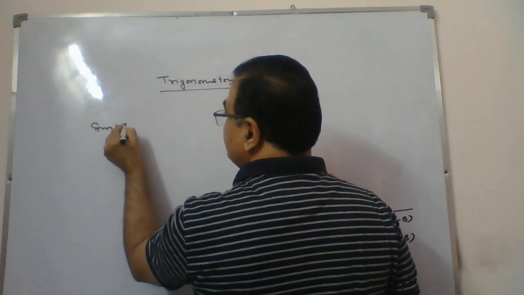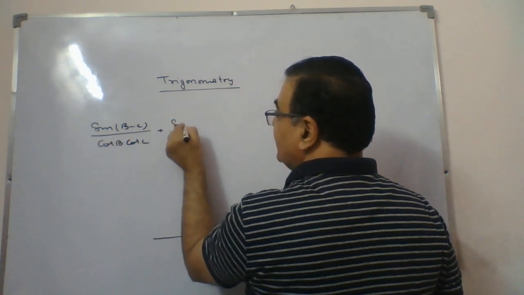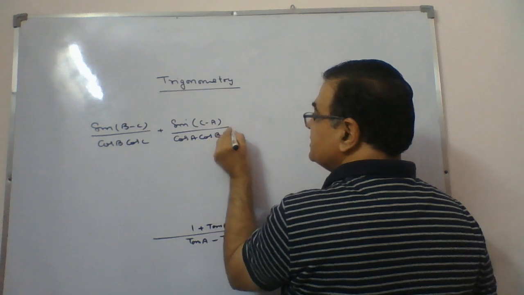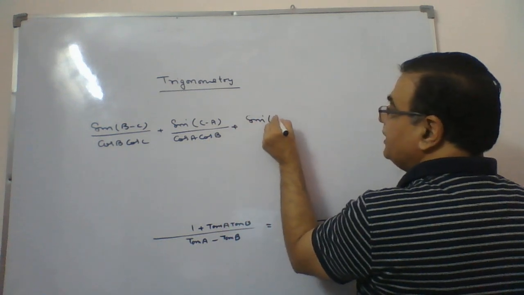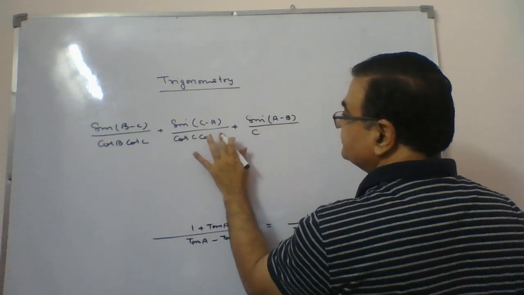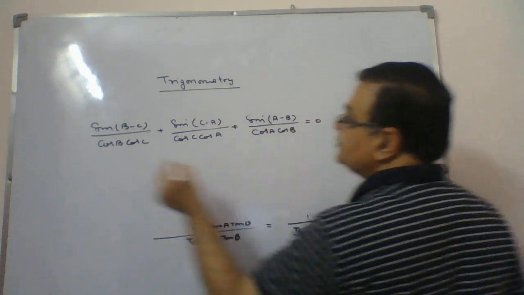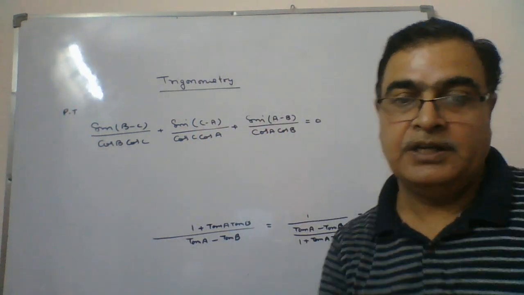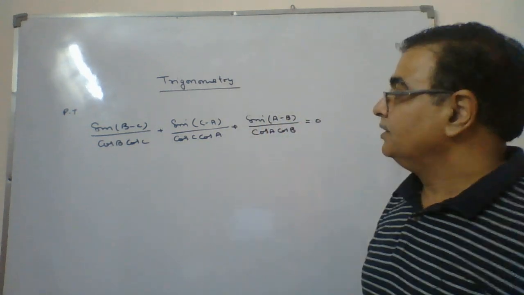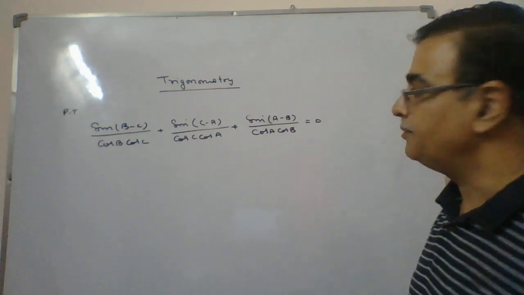Sin(b minus c) by cos b cos c, plus sin(c minus a) by cos a cos b, plus sin(a minus b) by cos c cos a, and here it comes out to be cos a cos b. We have to prove it is 0. So this is a proof question we have. We have to prove that sin(b minus c) by cos b cos c, then sin(c minus a) by cos c cos a, and then sin(a minus b) by cos a cos b is coming 0. So how do we solve it?